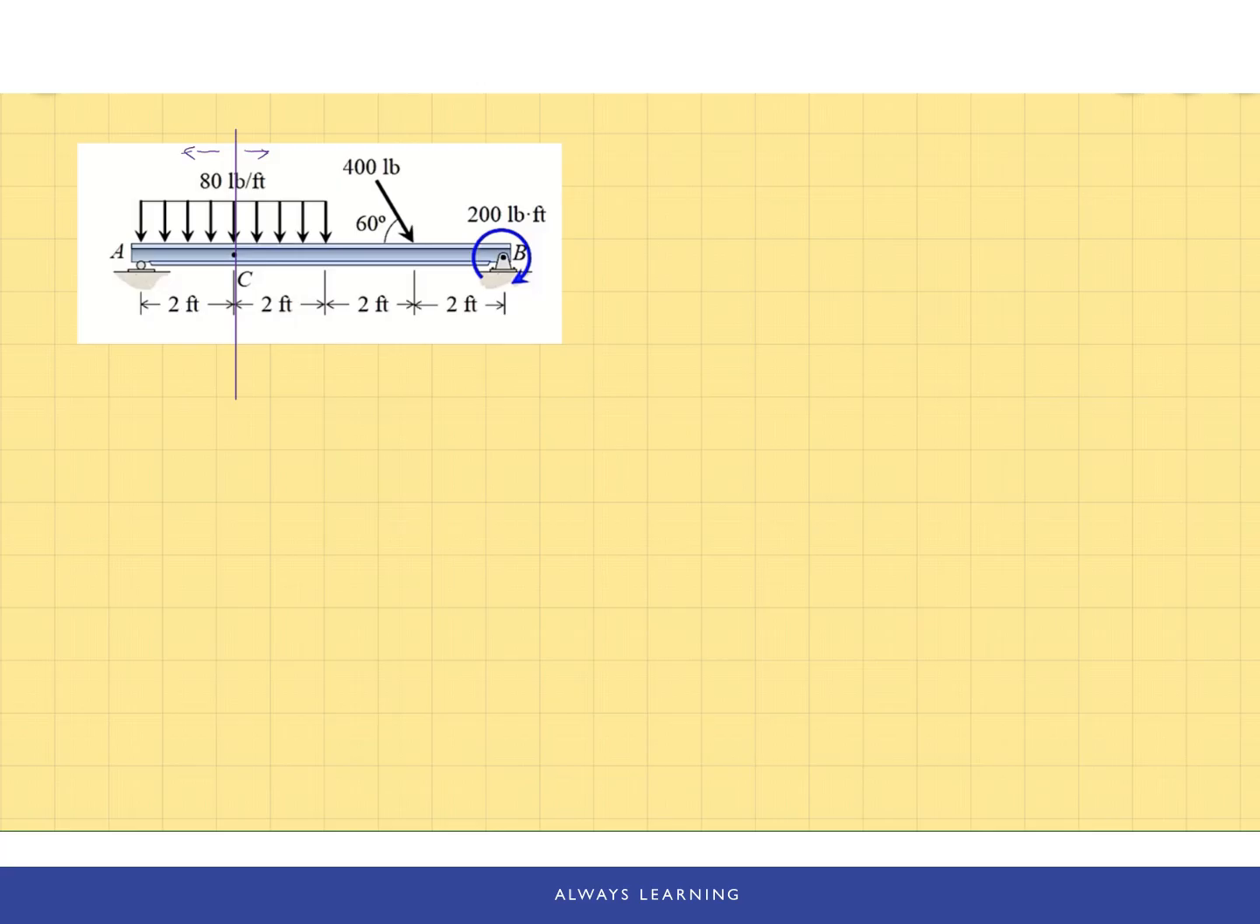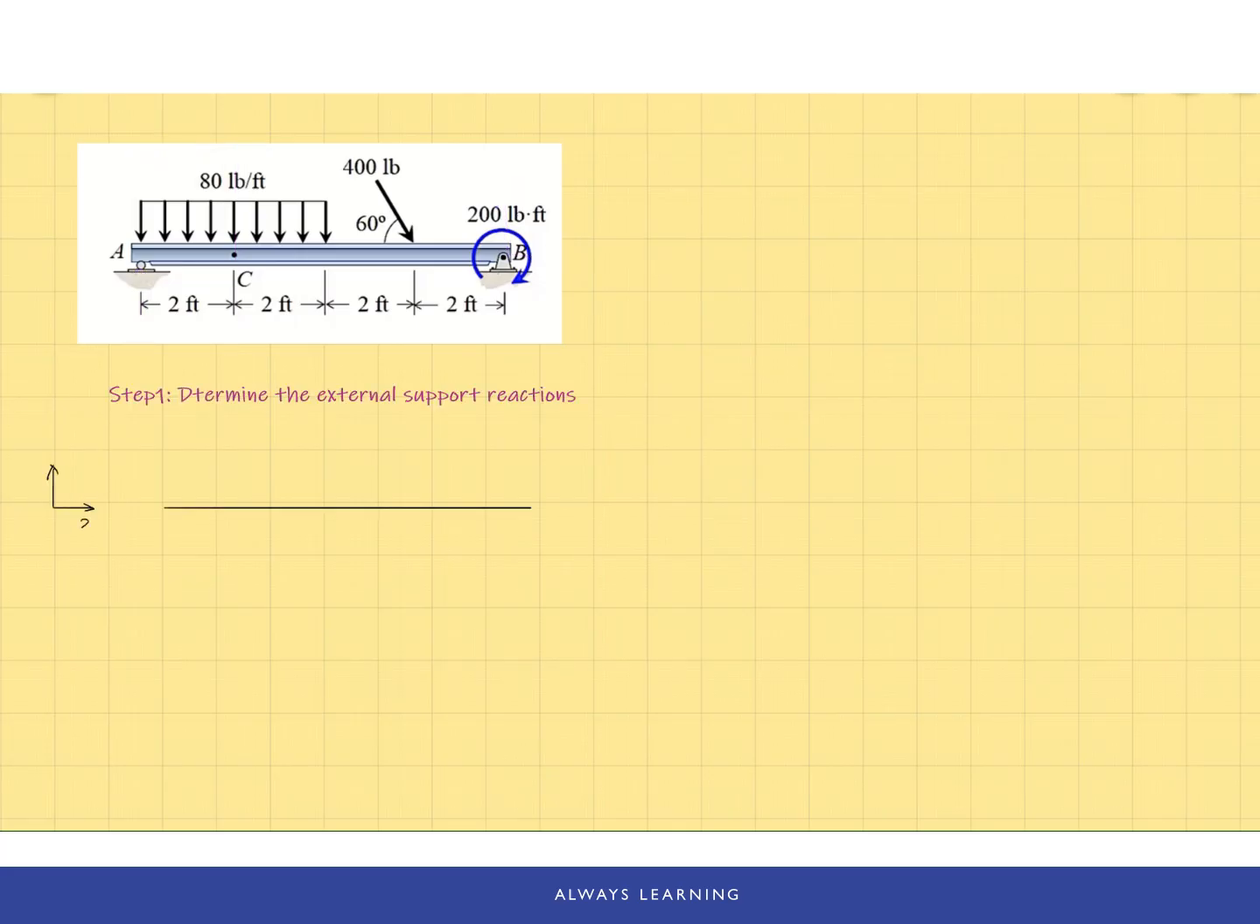In this case, I would choose the support reaction at A since there's only one force at A, AY. There are two at B, BX and BY. So we want to choose the segment with fewer forces, so the left segment is what we are going to do. So this is the quick analysis. First, let's determine the external support reaction.